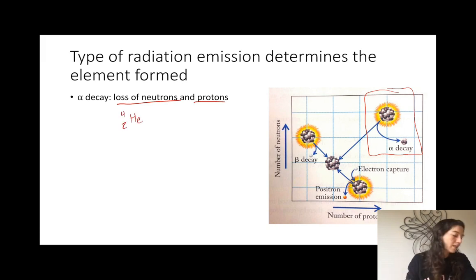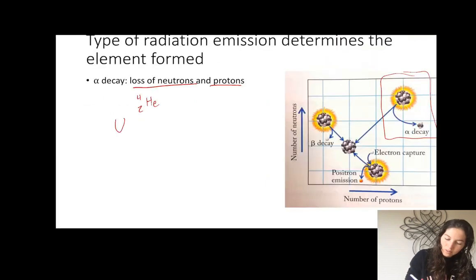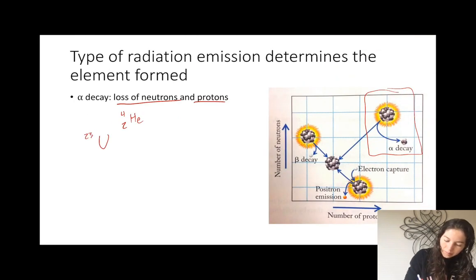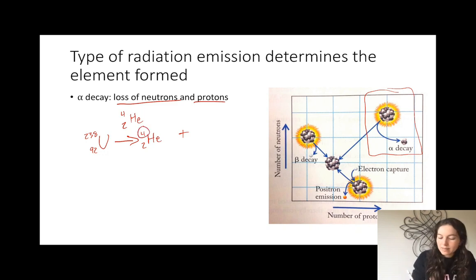So say you start with uranium-238, 92. Say it emits a helium, 4, 2. What this means is we form a new atom, which has 4 less mass and 2 fewer protons. So our new atomic number here is 90, because it's 92 minus 2.